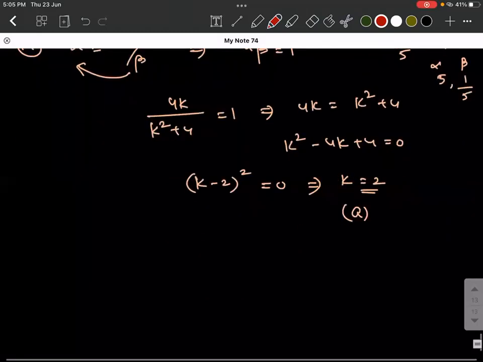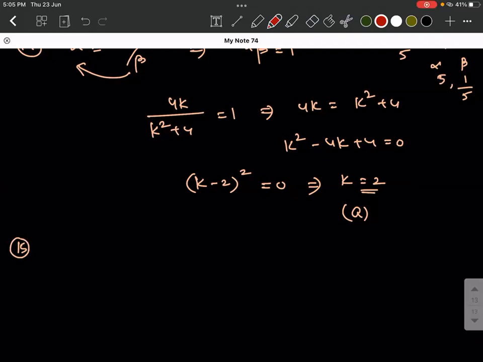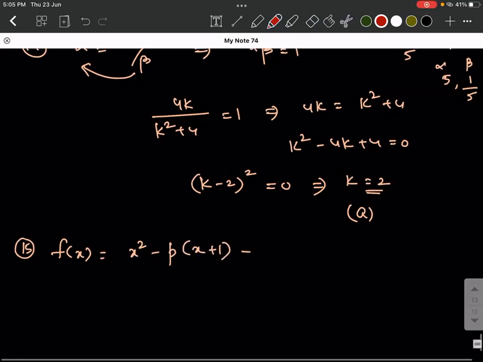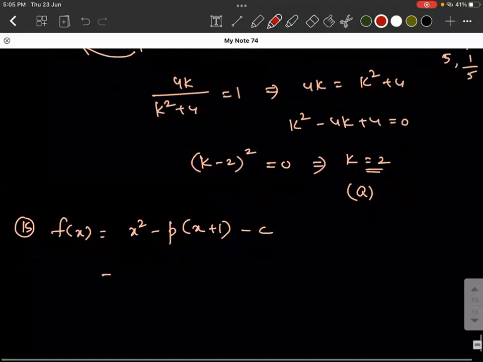15th one. If alpha and beta are the zeros of the polynomial f(x) = x square minus p into (x plus 1) minus c. First of all, it is not in the standard form, right? So you have to convert it to standard form.